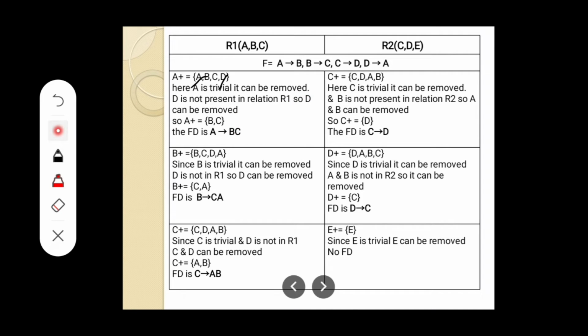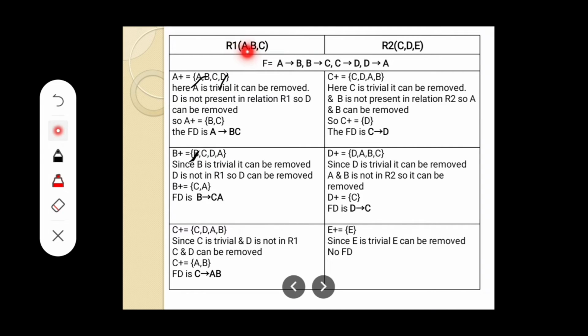Next we will find the closure of B and find the functional dependency. B closure: the first value is B. Then B determines C, C determines D, and D determines A, so A is the final answer. So B, C, D, A. As in the previous step, we can remove B because B is trivial. Now the remaining is C, D, A.